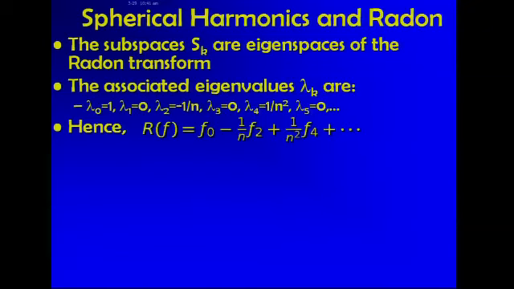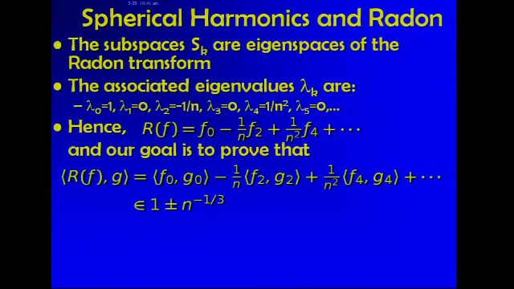This is what we want to make use of. If we take any function f and apply the Radon transform, what we just showed is that R of f is f0 minus 1 over n f2 plus 1 over n squared f4 and so on. So all the higher spherical harmonics get attenuated by a lot, and we'd like to use this. Let's write again what we want to prove: the inner product of R of f and g, broken into spherical harmonics, is f0 inner product g0 minus 1 over n f2 inner product g2, and so on. This is within n to the minus 1/3 of 1.